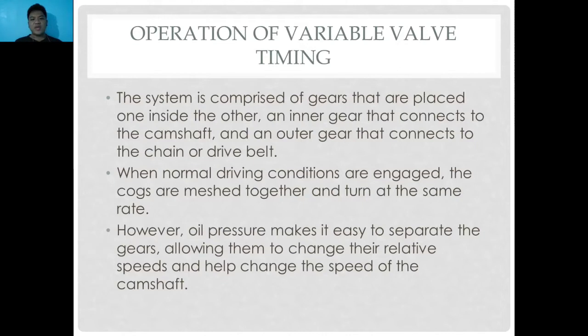Operation of a variable valve timing. The system is comprised of gears that are placed one inside the other, an inner gear that connects to the camshaft and an outer gear that connects to the chain or drive belt. When normal driving conditions are engaged, the cogs are meshed together and turn at the same rate. However, oil pressure makes it easy to separate the gears, allowing them to change their relative speed and help change the speed of the camshaft. That's not all. I'm going to show you a video that can explain it much better than me.